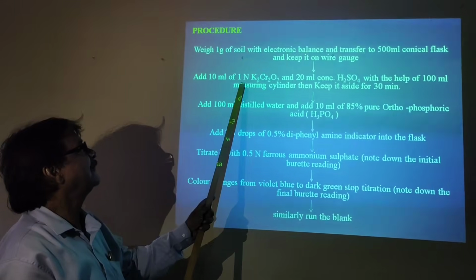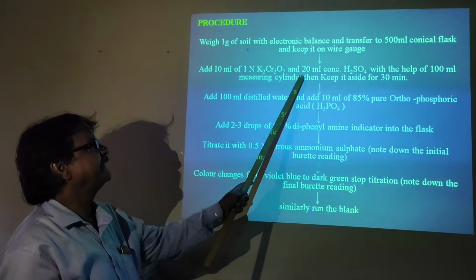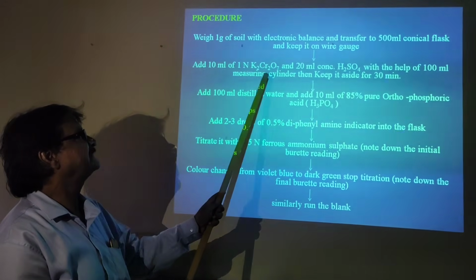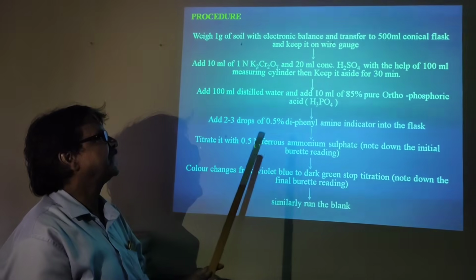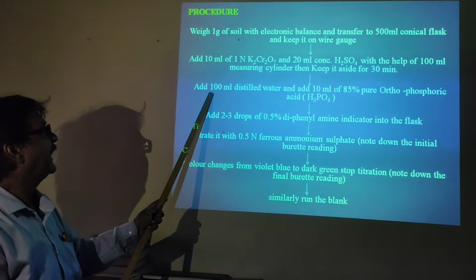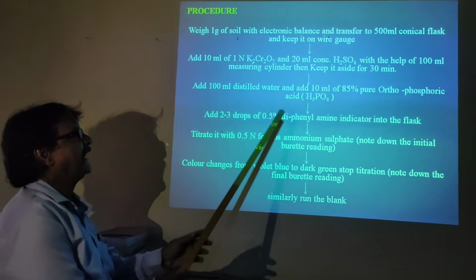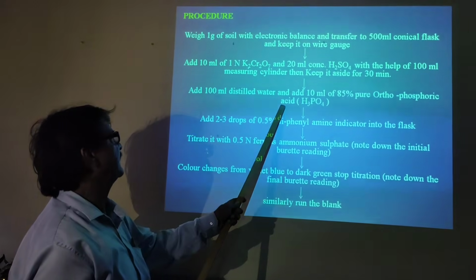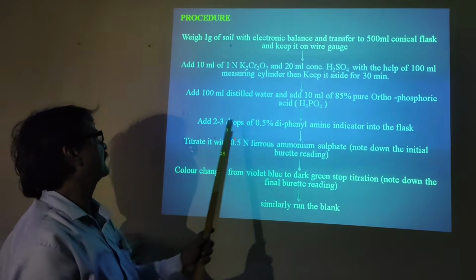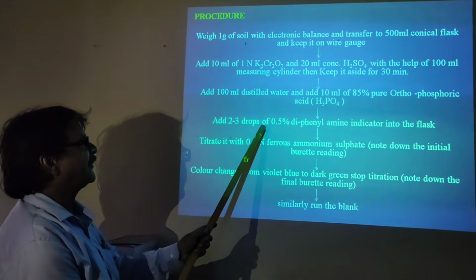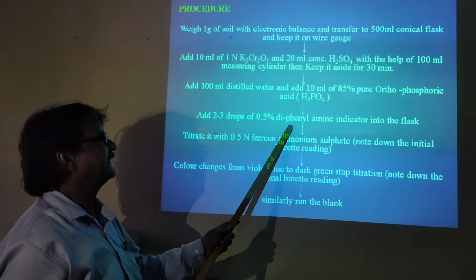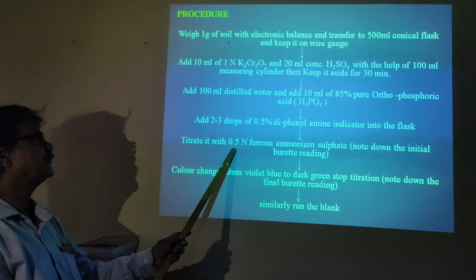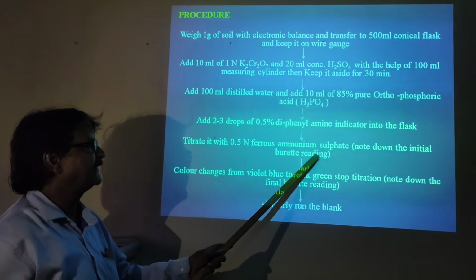Add 10 ml of 1 normal potassium dichromate and 20 ml concentrated sulfuric acid with the help of a 100 ml measuring cylinder. Then keep it aside for 30 minutes. After 30 minutes, add 100 ml distilled water and add 10 ml of 85% pure orthophosphoric acid, that is H3PO4. Then add 3 drops of 0.5% diphenylamine indicator into the flask. Titrate this with 0.5 normal ferrous ammonium sulfate.